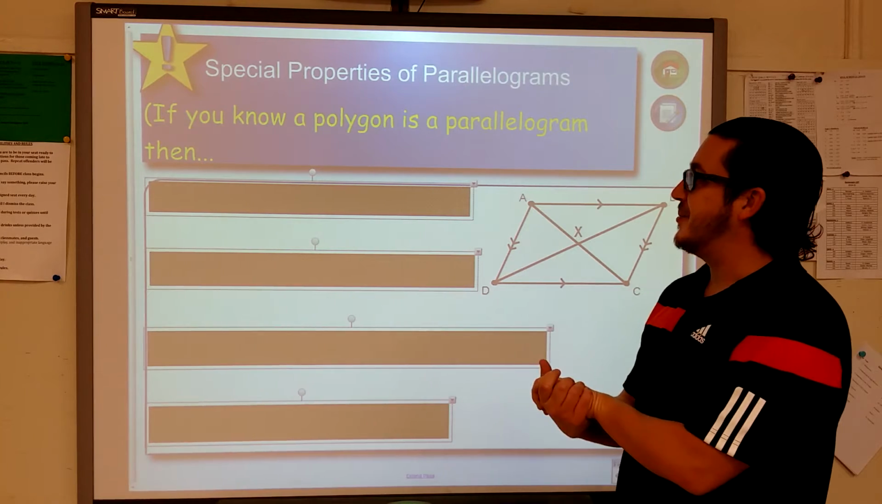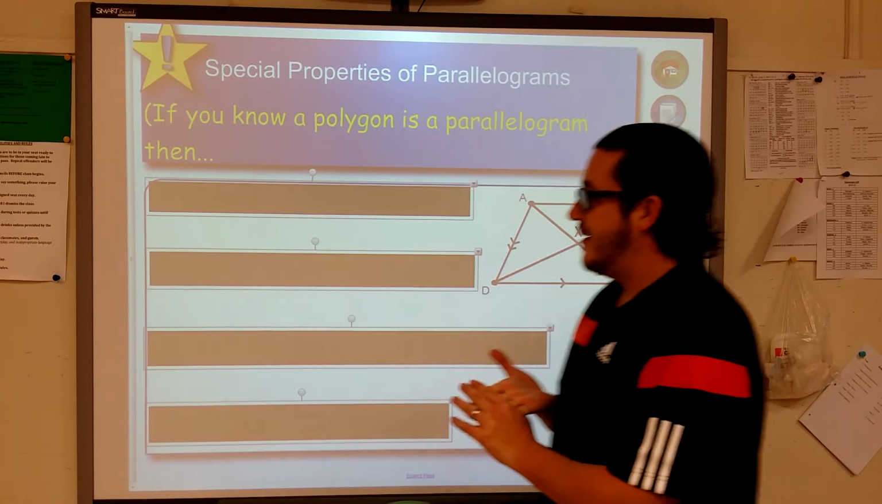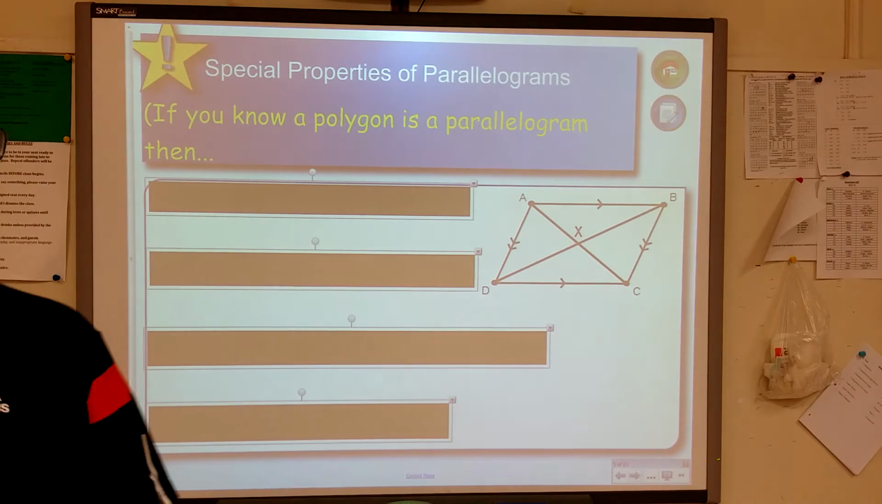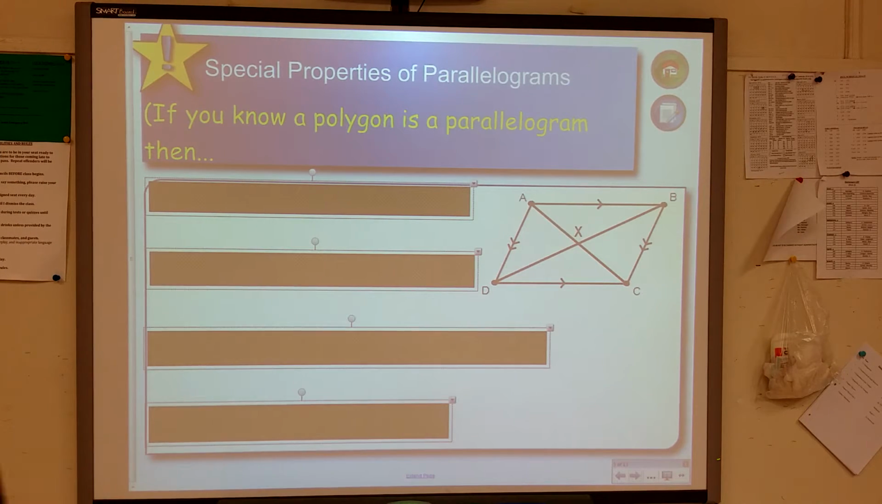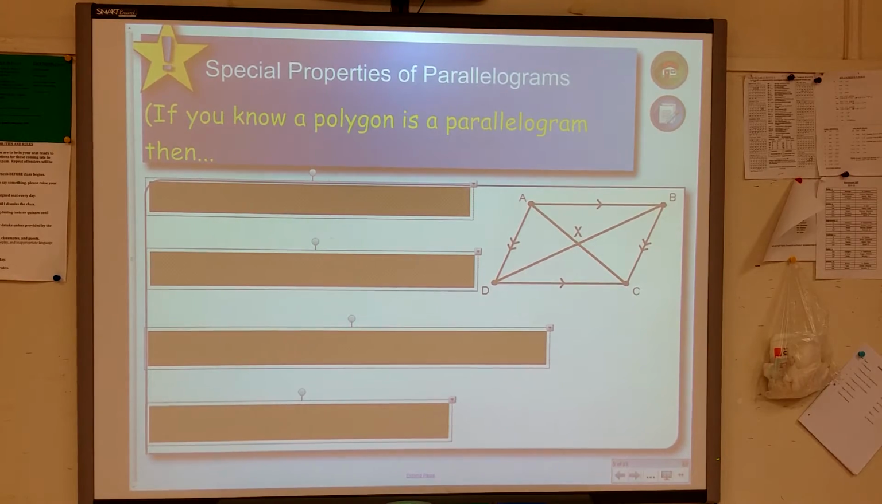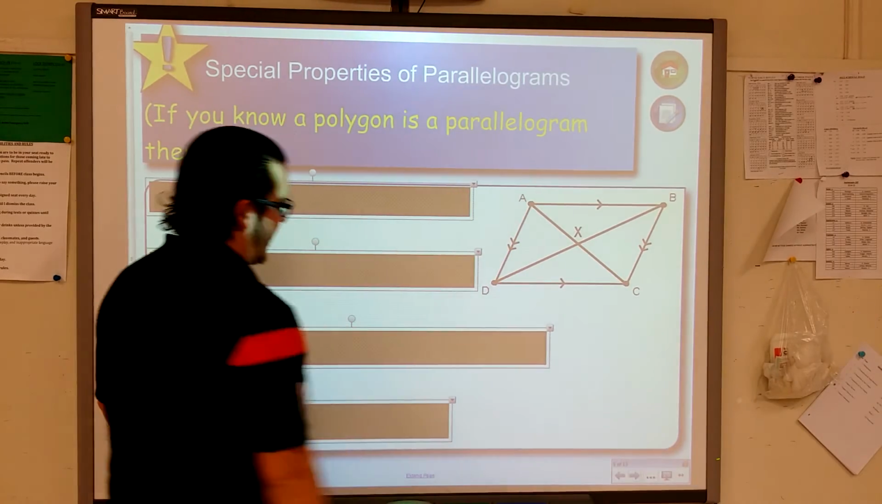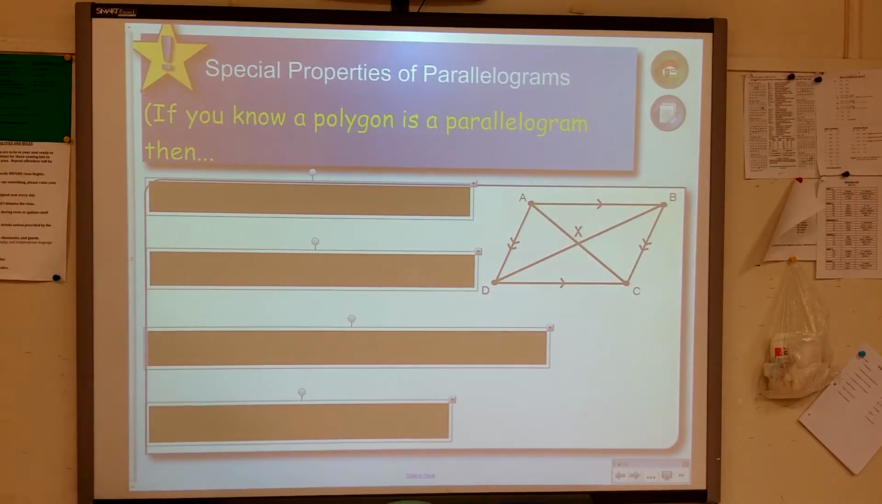Alright, so we have special properties of a parallelogram. And what we're trying to say here is, if you know you have a polygon that is a parallelogram, then feel free to draw that lovely shape here. We're going to go with all of our properties. As you can tell, we have 4.